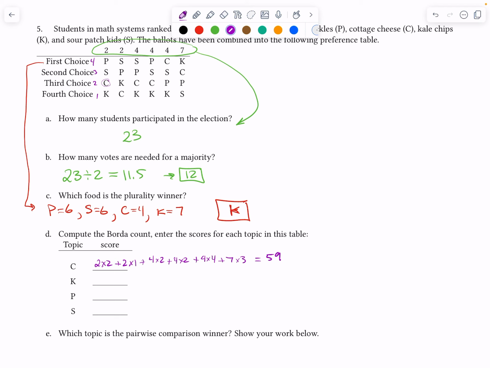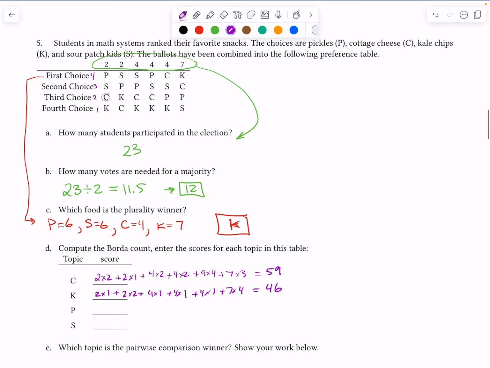Now we go on to kale. So that's going to be 2 times 1 plus 2 times 2 plus 4 times 1, 4 times 1 plus 4 times 1, 7 times 4. So kale, not as ringing an endorsement as we thought it might be. So that one I can do in my head. That's 46.